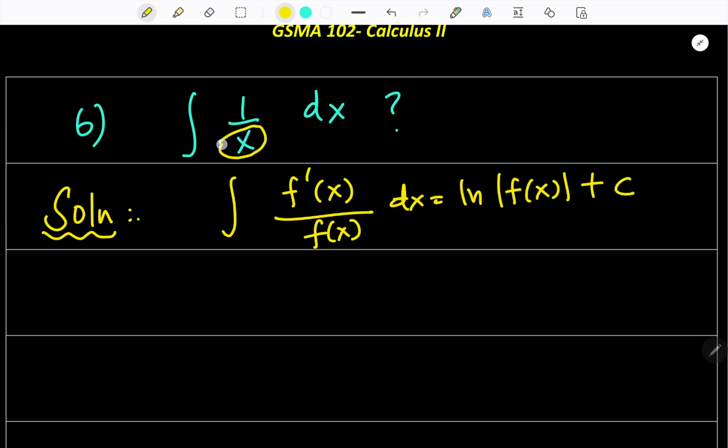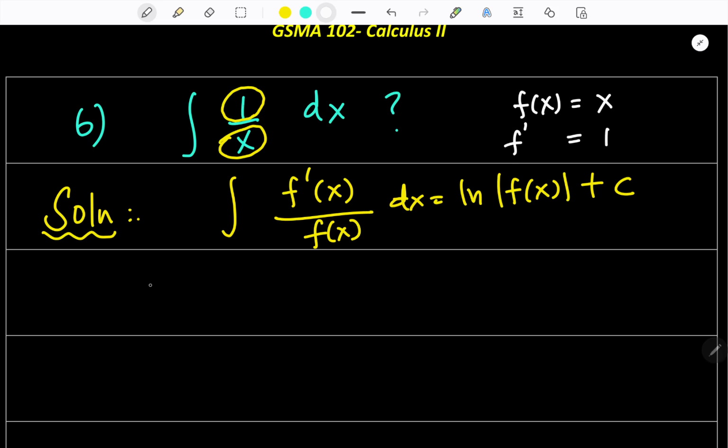What is in the down? f of x. You should have the derivative on the top, right? So what is your f of x? x. What is the derivative of f of x? 1. 1 is there? Yes.